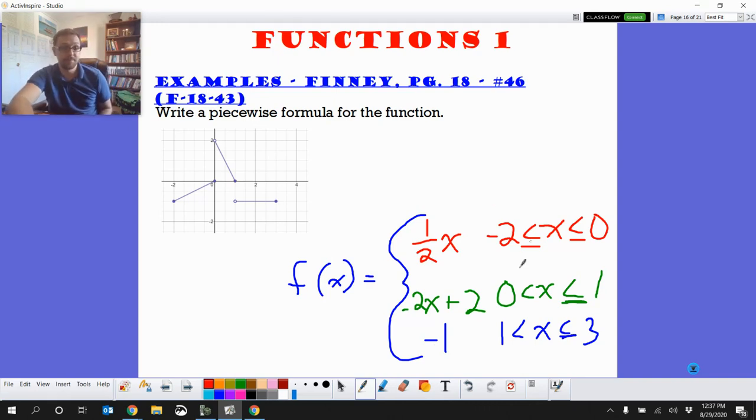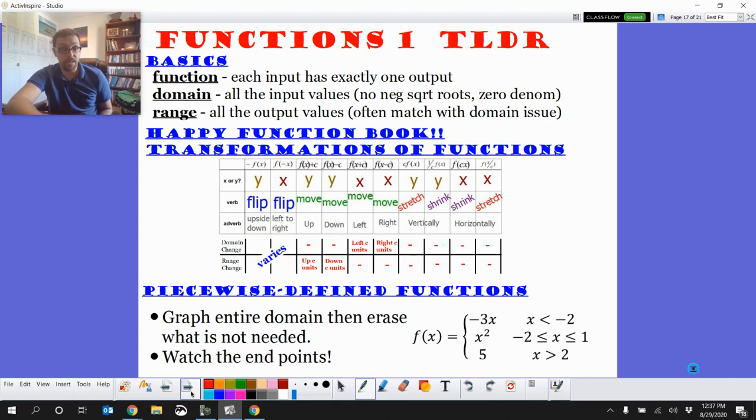And that's it. I think, I'm pretty sure. I think that's enough. So basic things about functions is if you've got a function, you put one in, you get one out. For your domain, that's everything that you put in. Watch out for no negatives in square roots and no zeros in your denominator. Your range is everything that comes out, and they often will match with any sort of issues you've got with domain. Make sure you've got your happy function book and that transformations table, because that's really, really important.